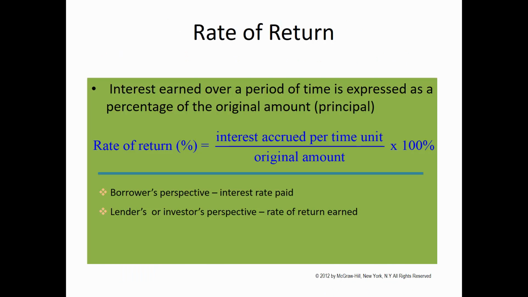Okay, now remember there's a difference in perspective, but the formula is the same if we're thinking of rate of return. Remember, rate of return is when your perspective is I am the lender now. If you are the person who's loaning out the money and is going to get more back in the future, that means you're the investor. So the rate of return is the interest amount accrued per time unit divided by the original amount times 100. So it's the same formula, but we're just calling it now rate of return because we assume you're getting the money rather than paying it out.